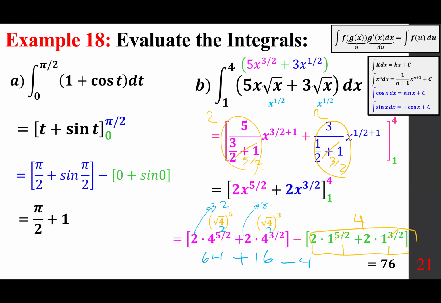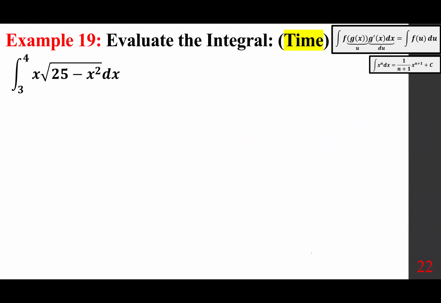Let me remind you of one more example that we have already done, the integral of 3 to 4, x times the square root of 25 minus x squared dx. This is x times 25 minus x squared to the power of 1/2. So u is 25 minus x squared, the more complicated polynomial. Its derivative is negative 2x. So du becomes negative 2x dx.